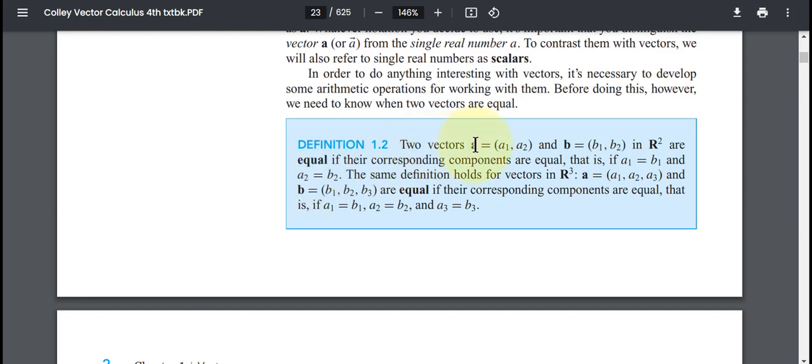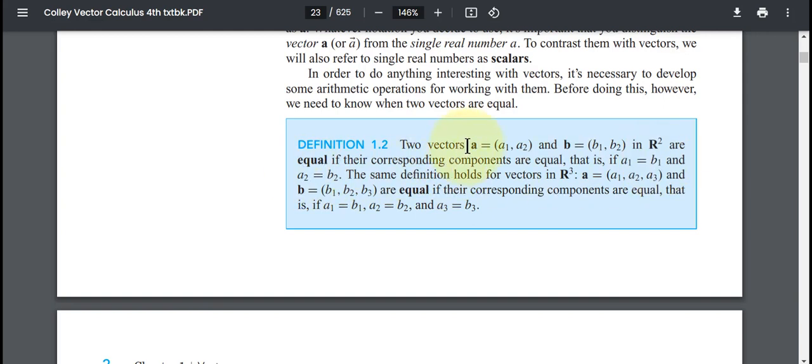For example, if you have a vector A, looks like this, and a vector B, which looks like this in R2, when do we say that they're equal? We said that the order is important, and it literally means that this component of vector A has to equal this component of vector B, and this component of vector A has to equal this component of vector B. So in other words, A1 has to equal B1, and A2 has to equal B2.